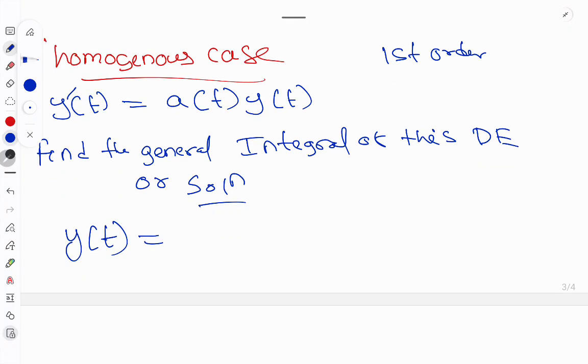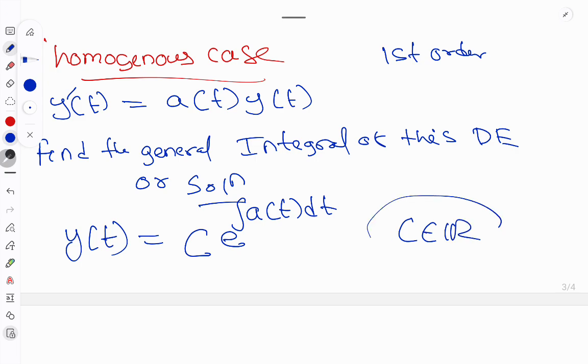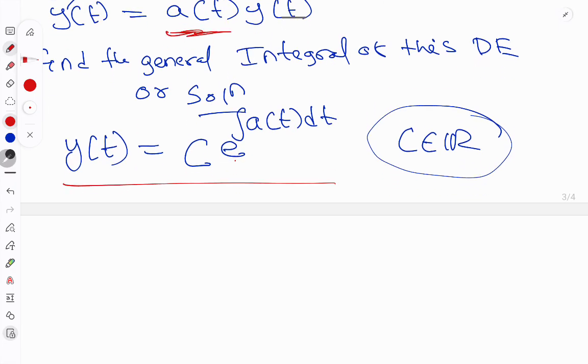So that is y(t) = c e^(∫a(t) dt), where c belongs to R. You will get infinitely many solutions. So this is the direct formula. C could be anything, and you just need to identify this a(t) and put the integral. This is for the homogeneous case.